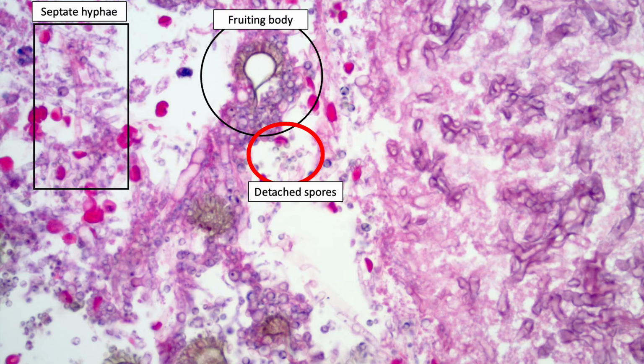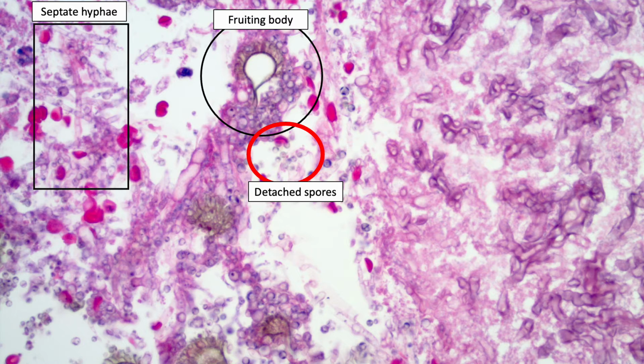So in this picture, you see the septate hyphae in that rectangle on the left hand side, and these are septate hyphae of aspergillus. In the black circle is a fruiting body. So there's that kind of balloon like structure, and off the head of it are coming some vertical stick like structures, and on the top of those sticks are the spores, the round spores. In the red circle, you can see the detached spores that have come off of the fruiting body.